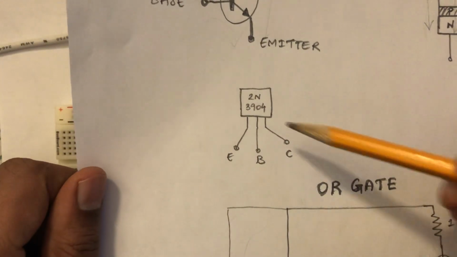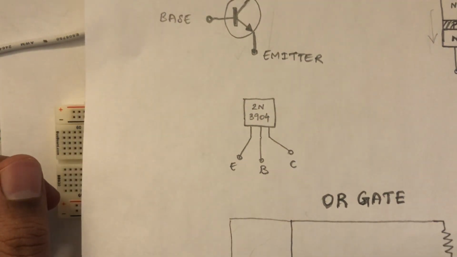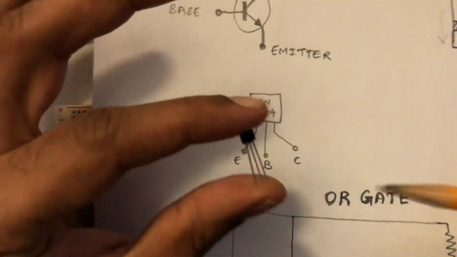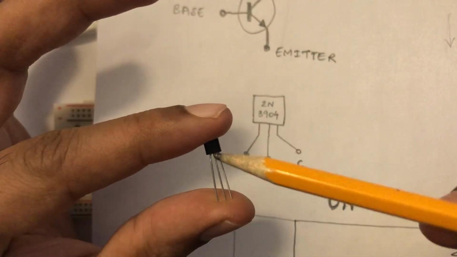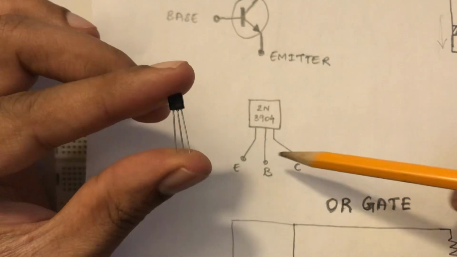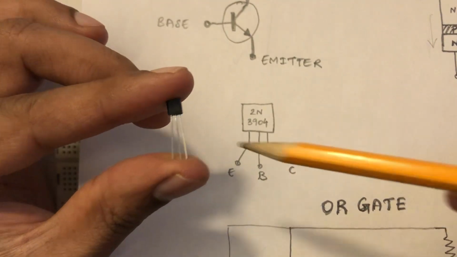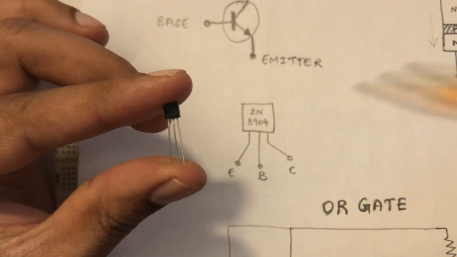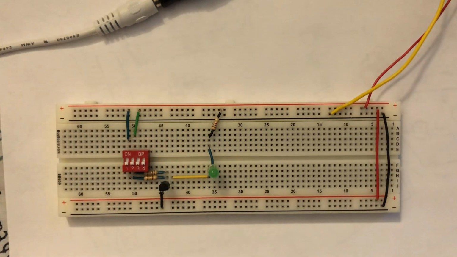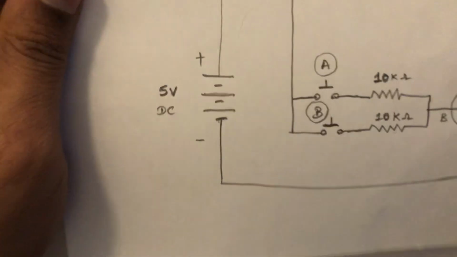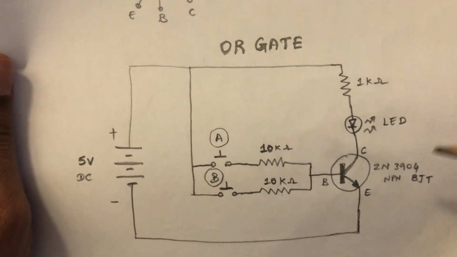This is the package, and on the left you have the emitter. The middle one is always the base, and towards the right you have the collector. I have a real circuit with me here. I will demonstrate that in a moment, but the circuit looks like this on a diagram.